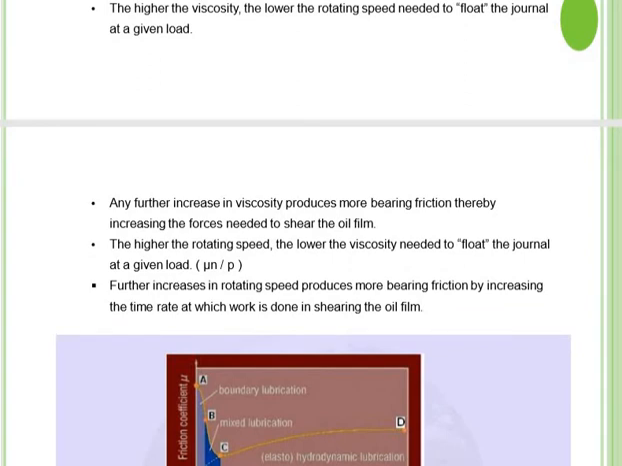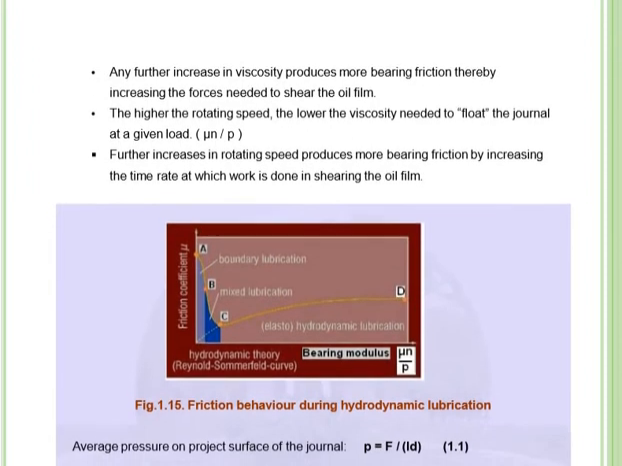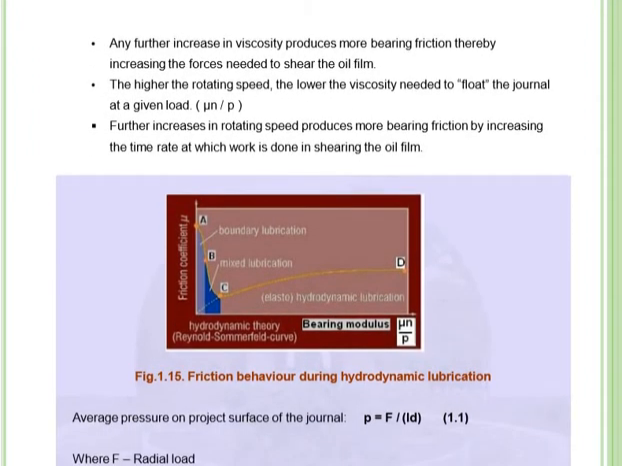Okay, more friction is going to develop. The higher the rotating speed, the lower the viscosity needed to float the journal at a given load. That is mu by P, the coefficient of friction, where N is the rotation speed and P is the axial load. So any further increase in speed produces more bearing friction, increasing the temperature rate. So we can clearly see the frictional behavior during hydrodynamic lubrication.